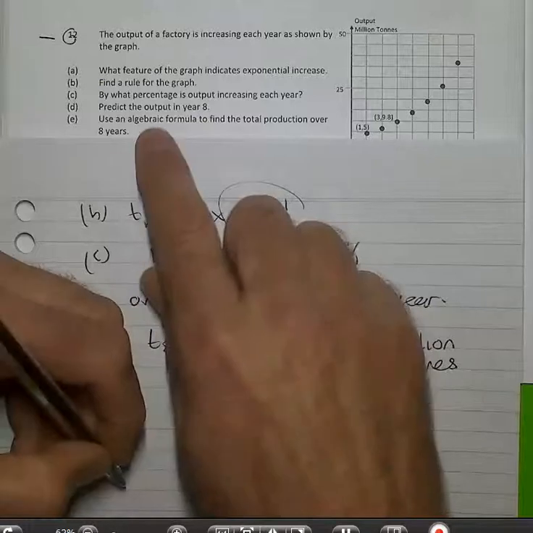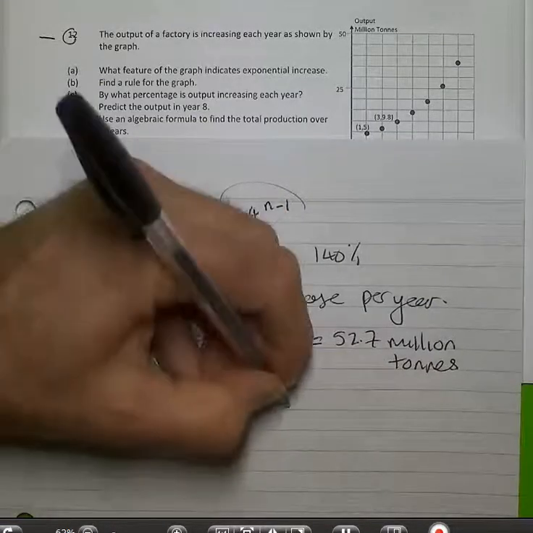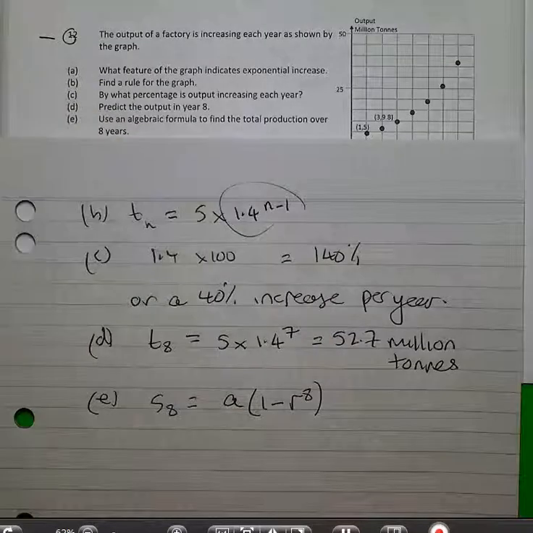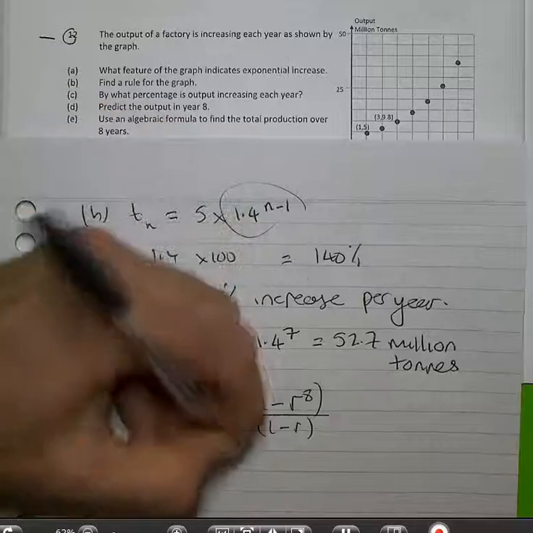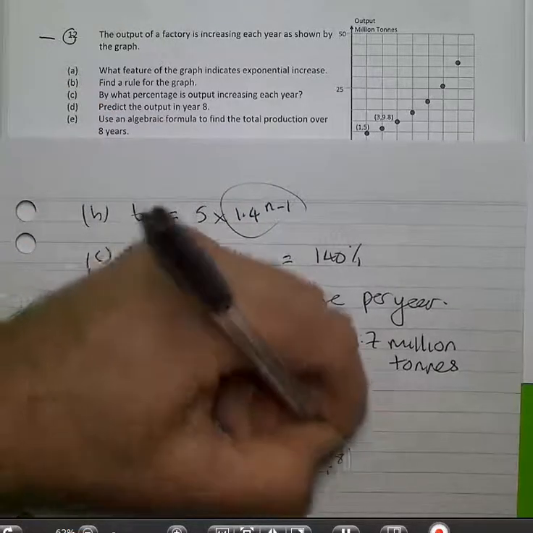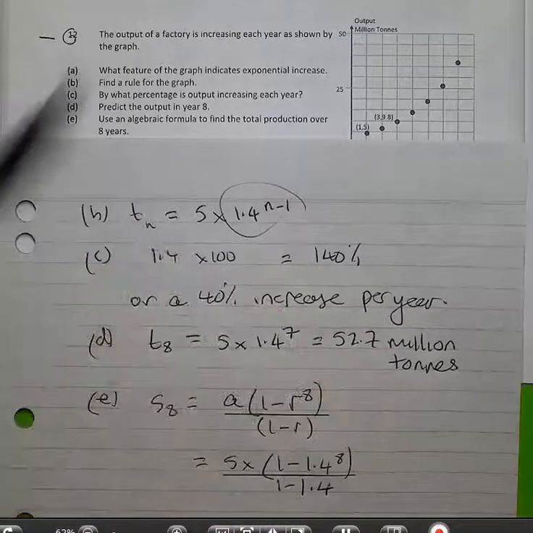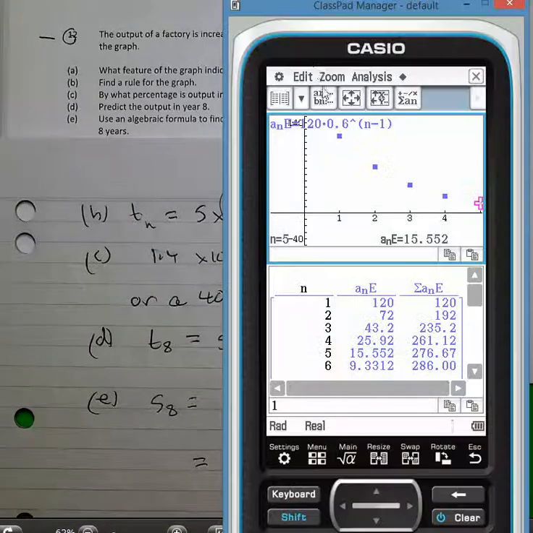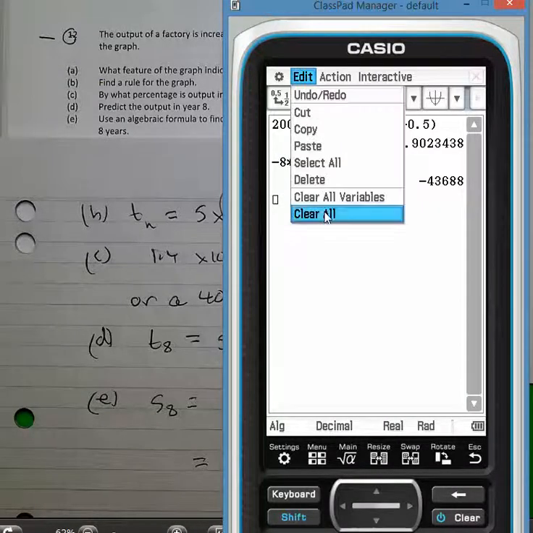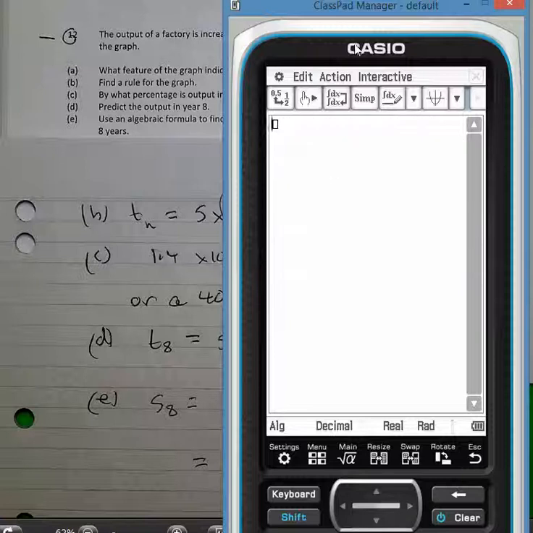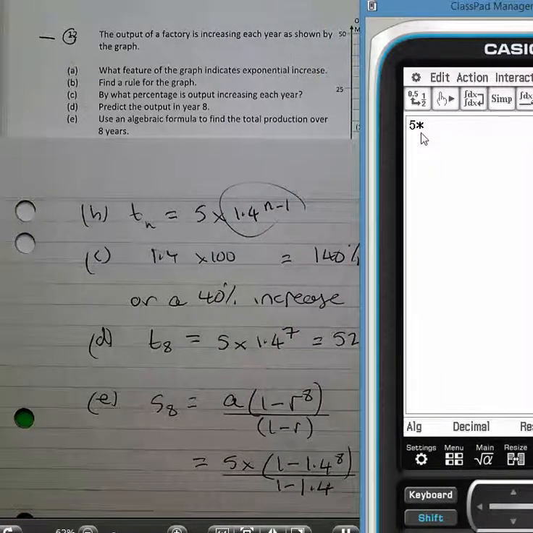In part E, notice how you've been asked to use an algebraic formula. So 1 minus R to the power of 8 divided by 1 minus R. And when we do that on the calculator, I'll need a minute to get back to my main screen. Let's clean it up a little bit. So when I process that, making sure I use brackets to group everything.